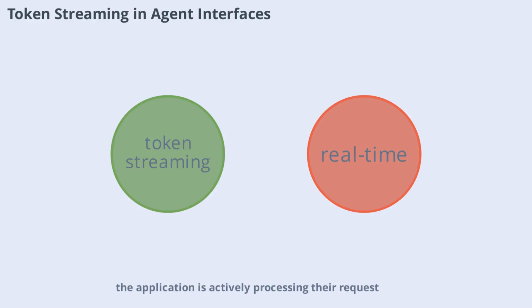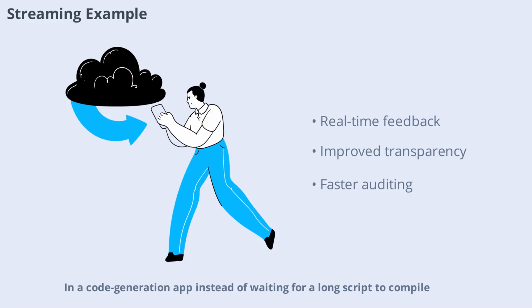In a code generation app, instead of waiting for a long script to compile, streaming prints out lines of code as they're generated. This allows developers to audit and understand the logic in real time, improving transparency and user satisfaction.